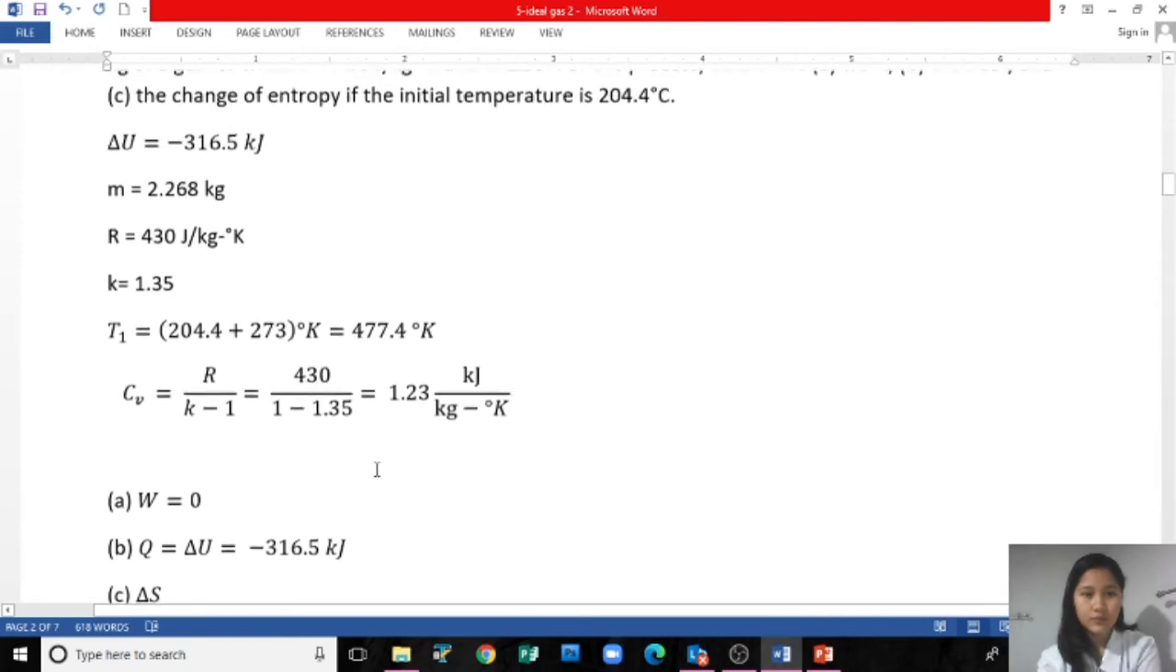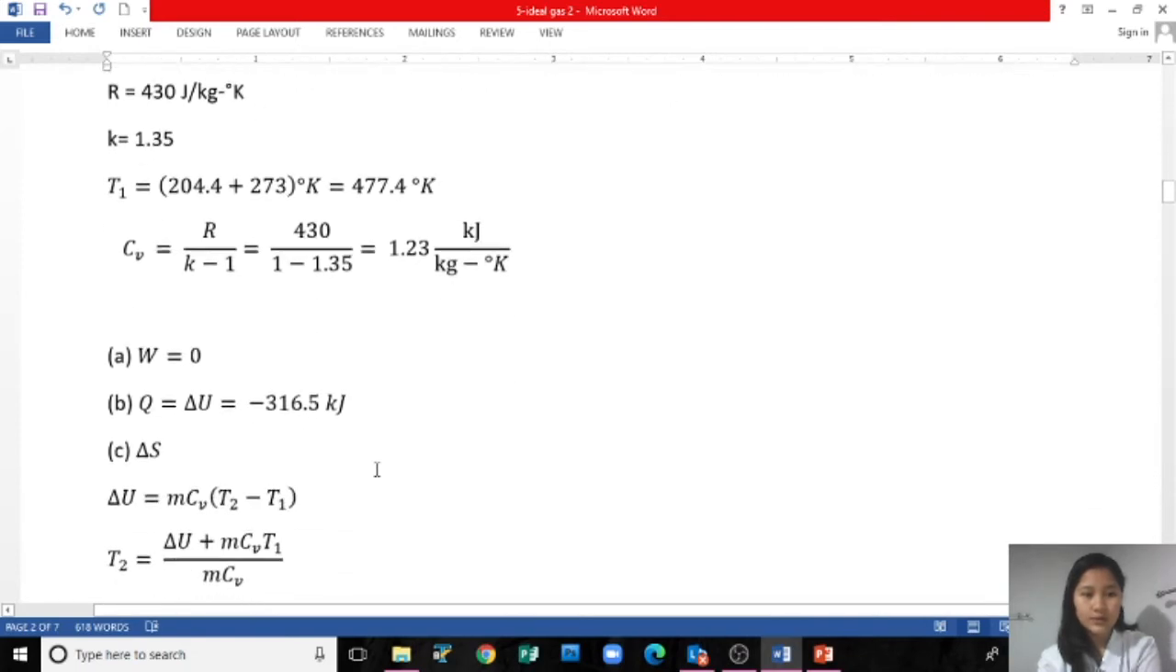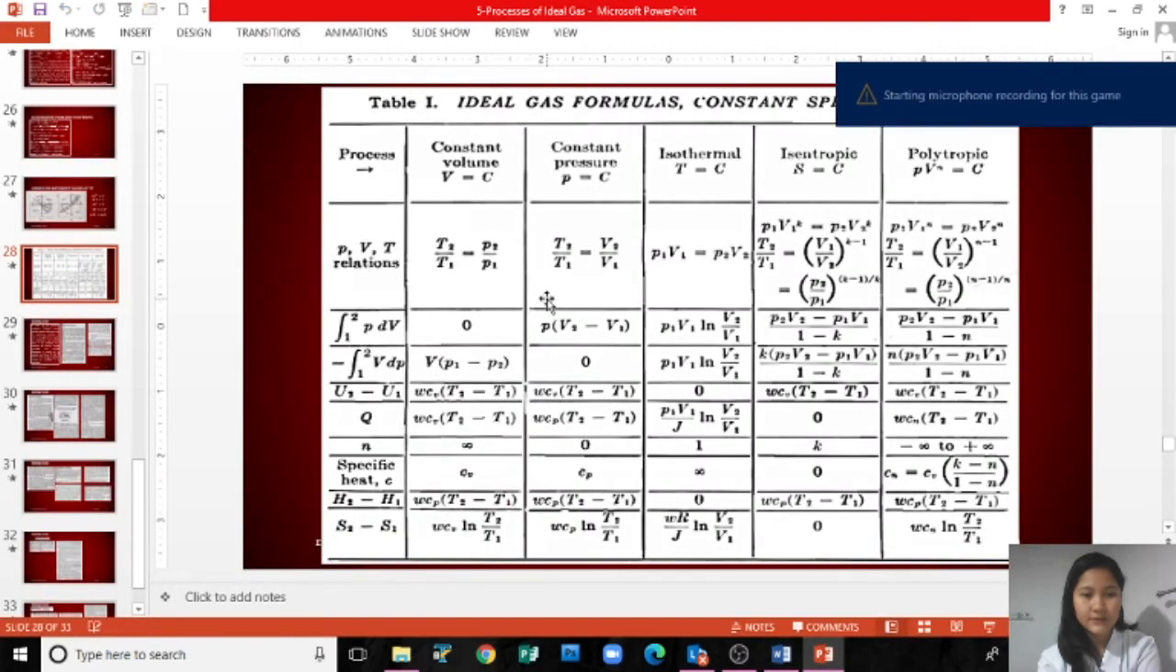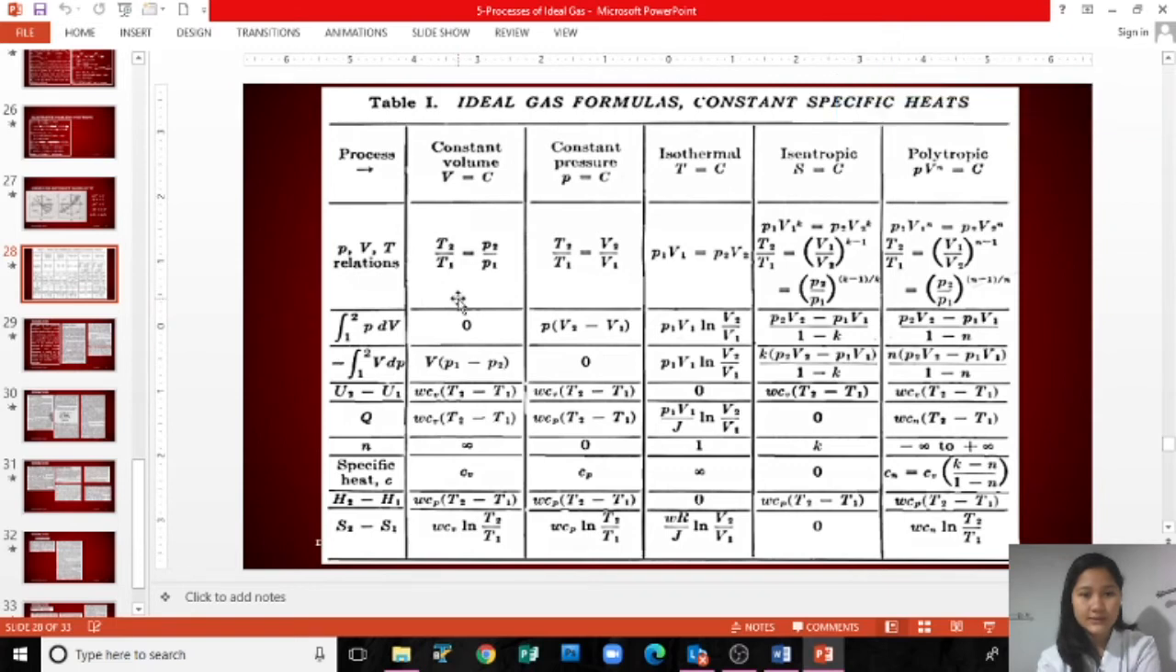Now for letter A, work is equal to 0. This is based on this table, since work is equal to delta, or the integral PdV. Since the volume is constant, the work is equal to 0.